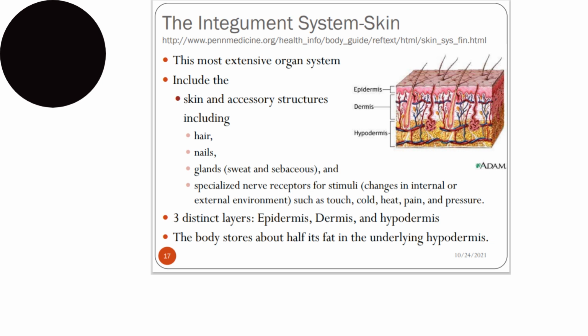If we talk about the anatomical structure of skin, in general we have three layers of skin: epidermis, dermis and hypodermis. Usually the hypodermis is the main area or location for fat storage.